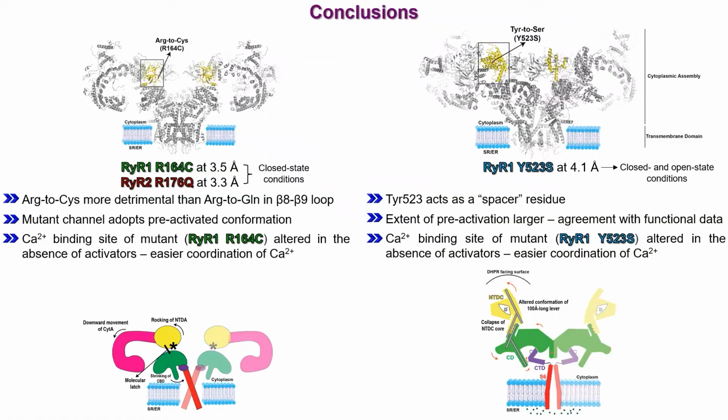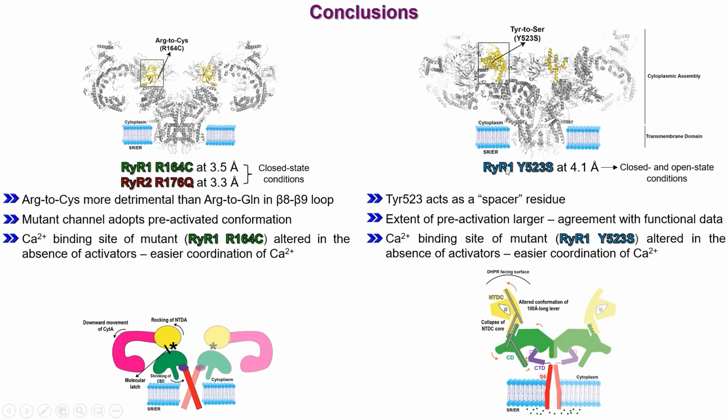In conclusion, we have determined cryo-EM structures of NTDA and NTDC mutants. For the NTDA mutant, arginine to cysteine mutation in the beta-8, beta-9 loop was more detrimental than an arginine to glutamine mutation. The mutation caused the channel to adopt a pre-activated conformation, and the calcium binding site of the mutant channel was altered, perhaps allowing easier coordination of the calcium ion.